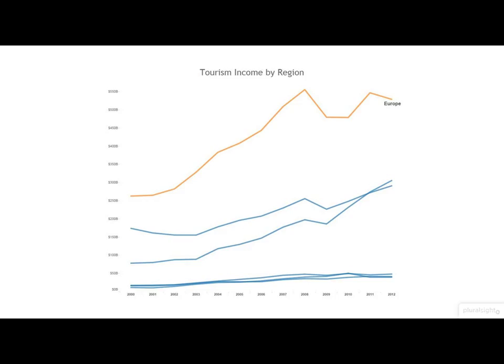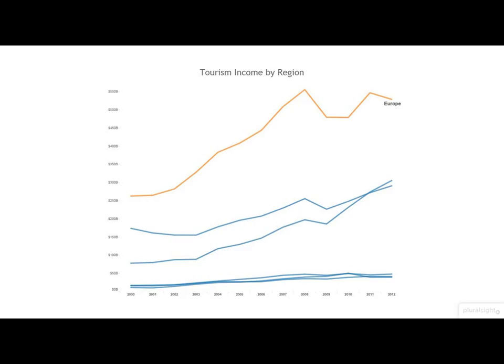Now here in this last one, what I've done is I've removed the shading around the title, I've removed the borders around the line chart, I've removed all the labels except for the one I want you to focus on, which is Europe, and I also have changed all the colors, so there's only one contrast here, Europe and everything else. The point here is that Europe has dominated in the tourism income by region since 2000.